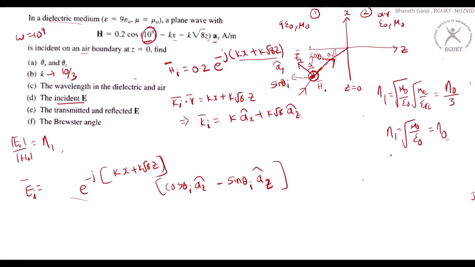Because the magnitude of the electric field is the intrinsic impedance times the magnitude of the magnetic field, I can write the magnitude as 0.2 times eta 1, or 0.2 times eta naught divided by 3. So that is your expression for the electric field, one way of calculating it. Let me write the expression so that I can use it.